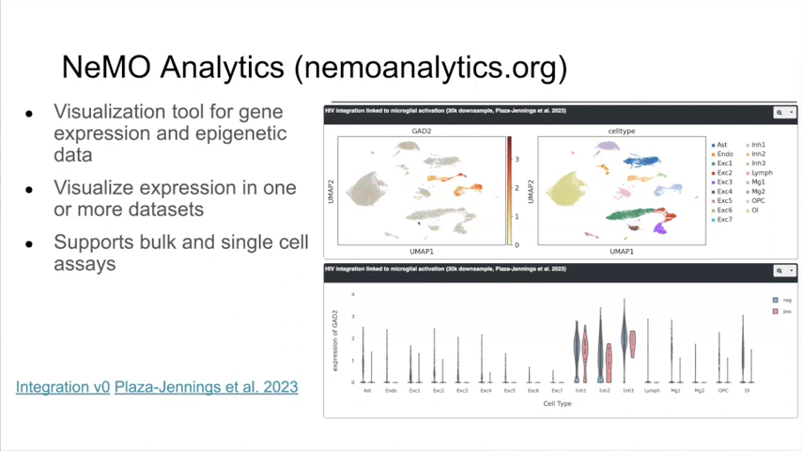You can look at either a single data set or you can create a profile with multiple data sets that are related. And so you can look at the gene expression for one or multiple genes through various displays through NeMO Analytics. That's one of the tools that we have deployed, and we're slowly making some of the data available through the NeMO Analytics webpage.